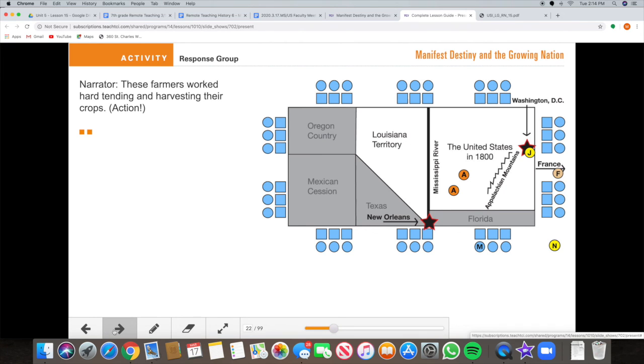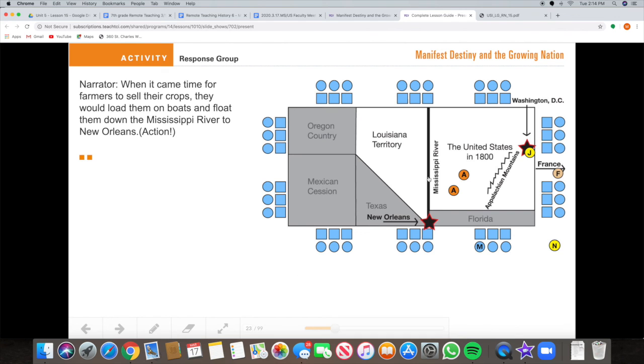These farmers worked hard tending and harvesting their crops. Again, you will be acting this out, but we're not. When it came time for farmers to sell their crops, they would load them on boats and float them down the Mississippi River to New Orleans. Oh, what? Are they going to use the canals and all those things we learned during the transportation revolution? I sure think so. Okay, you guys know about that already.